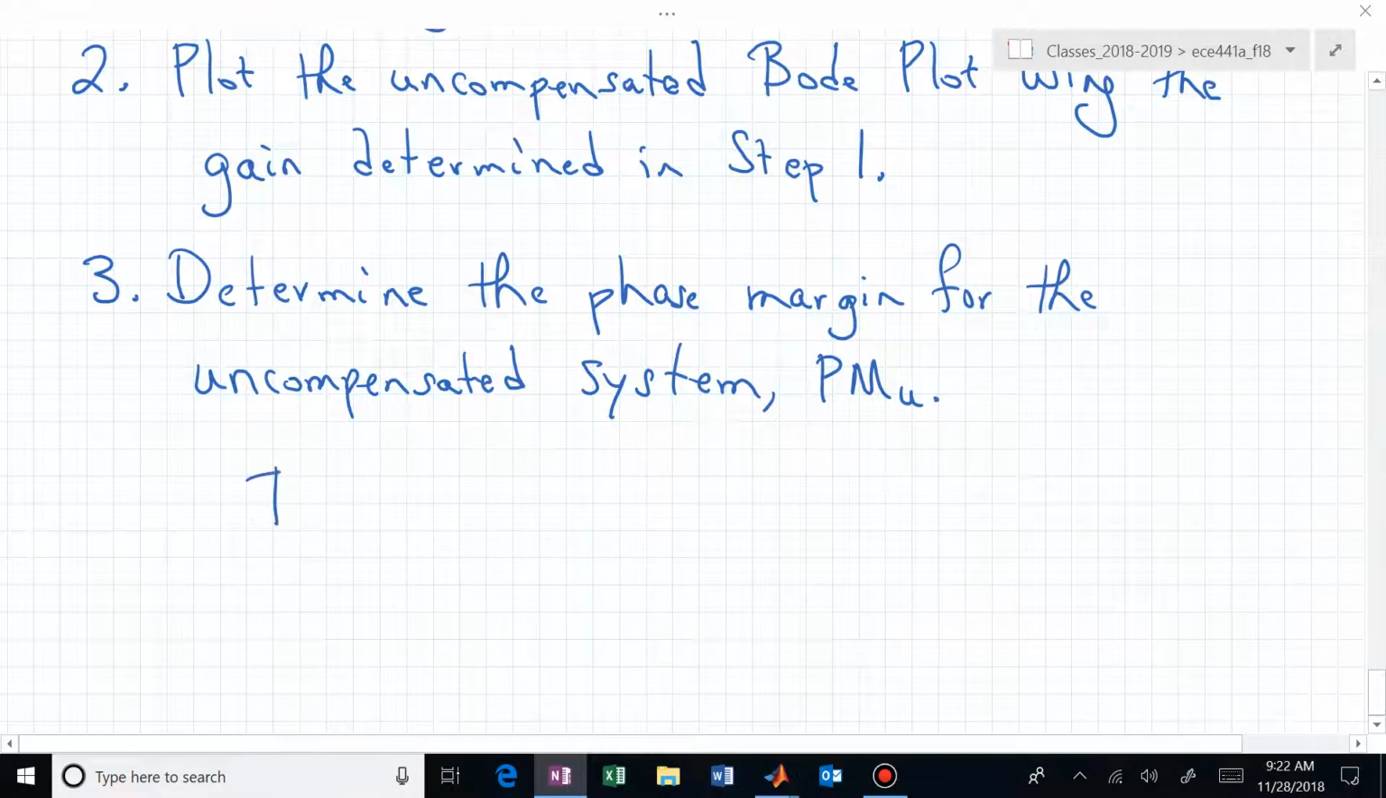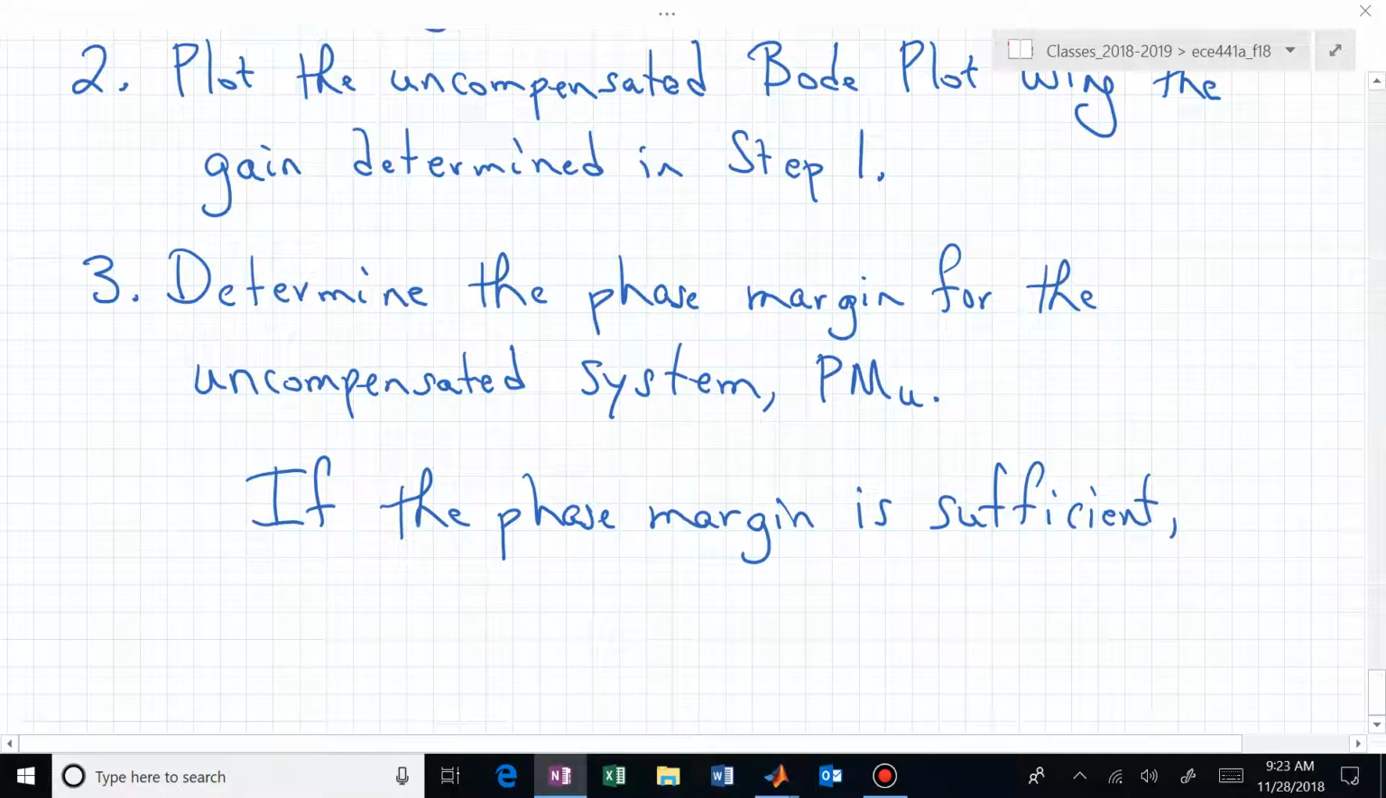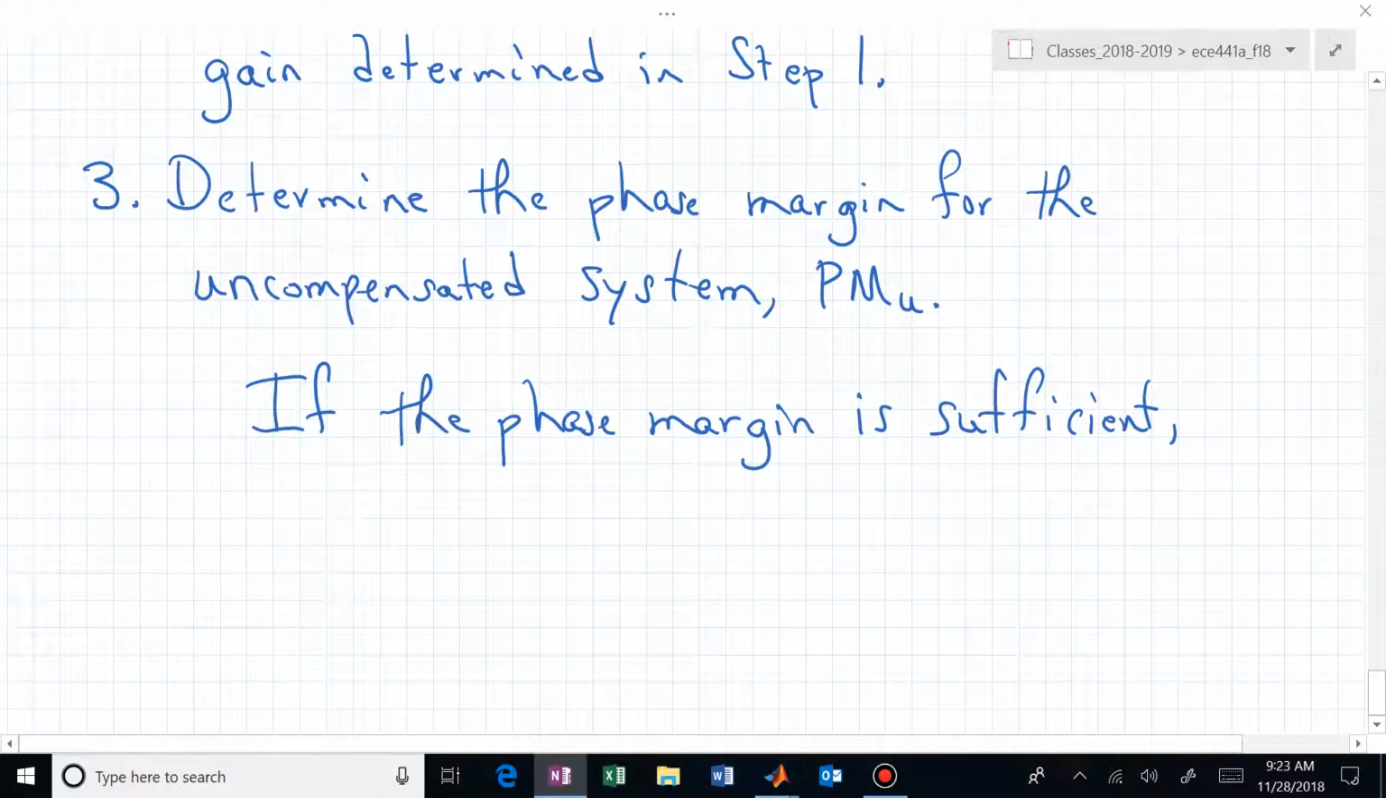If the uncompensated phase margin is sufficient, you know what to do there. Pull out your cell phone, social media, take a break, you're done, right? It's finished. This particular system, wow, all I had to do was set the gain and magic. The phase margin actually was enough. So if the phase margin is sufficient, no phase lead controller is needed.